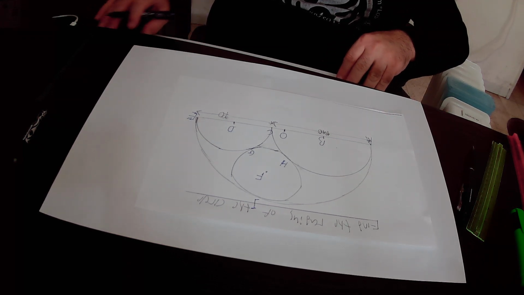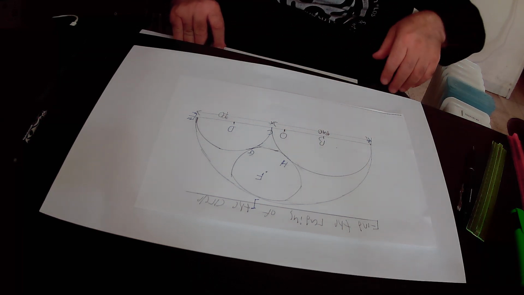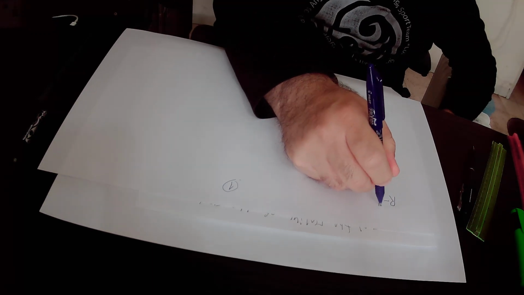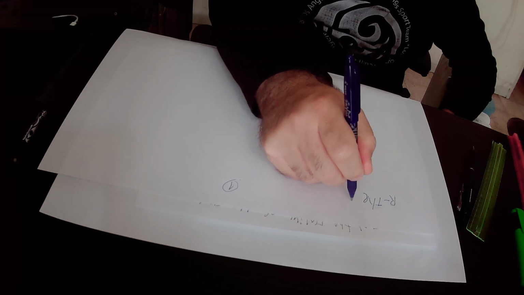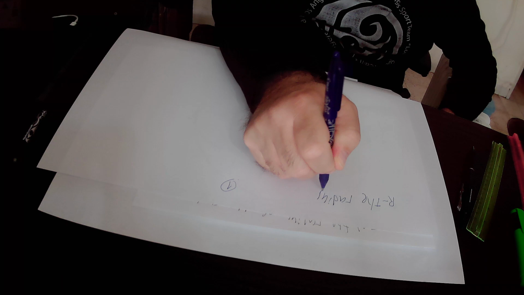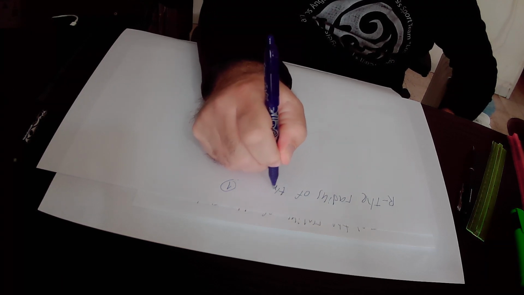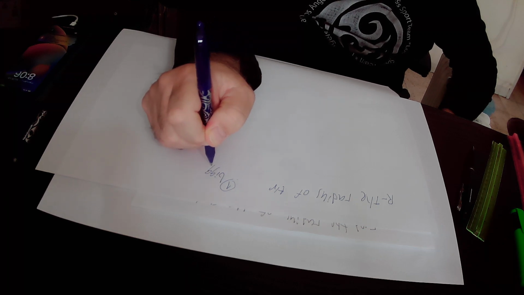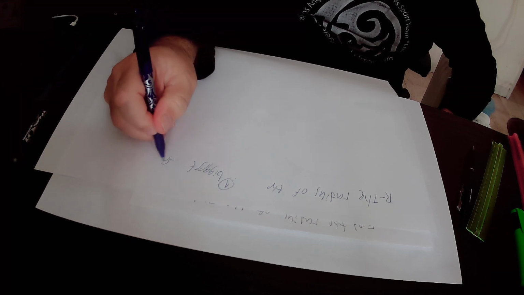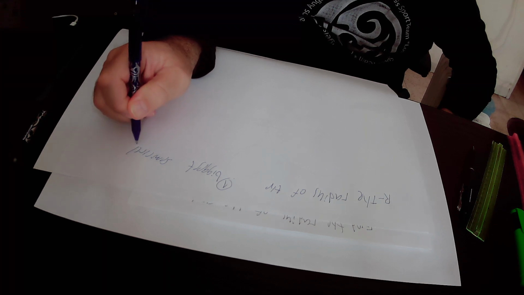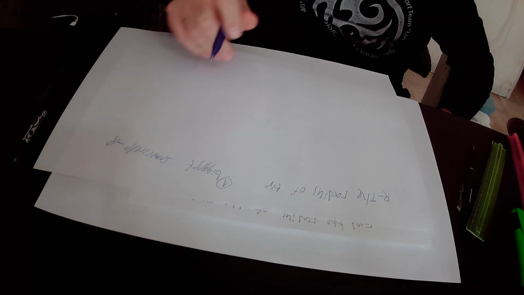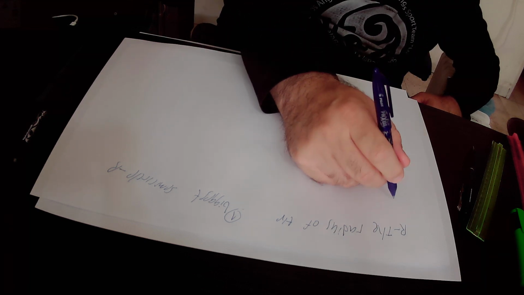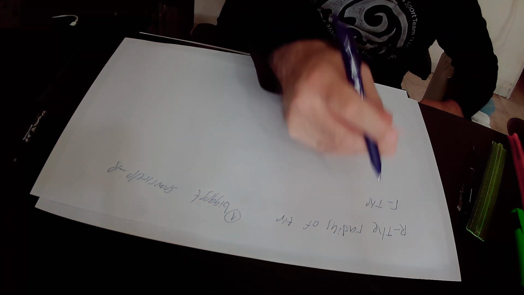In the next step, we will define the radius of the biggest semicircle as capital R. And we will define the radius of this circle as small r. The radius of the circle, that is the radius that we are looking for.